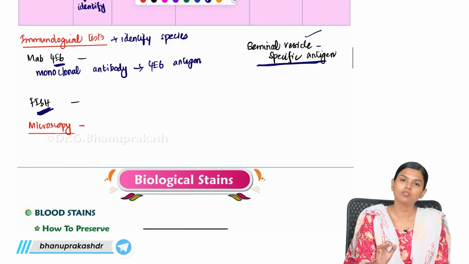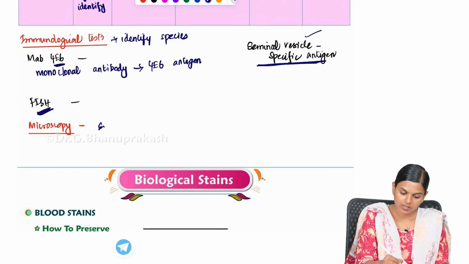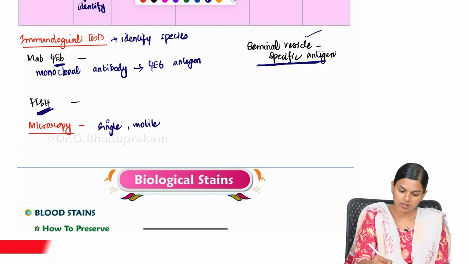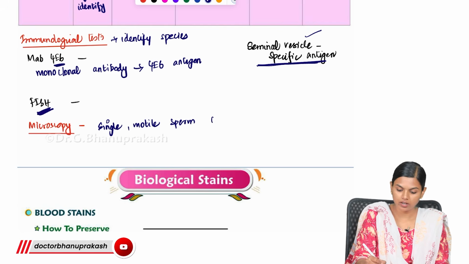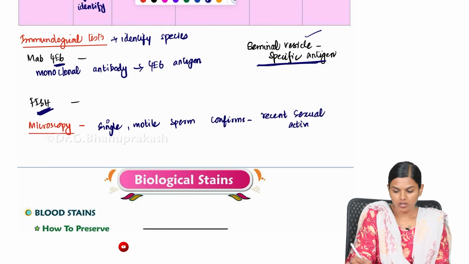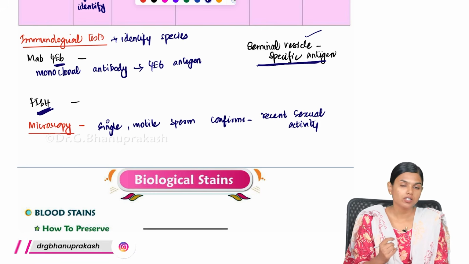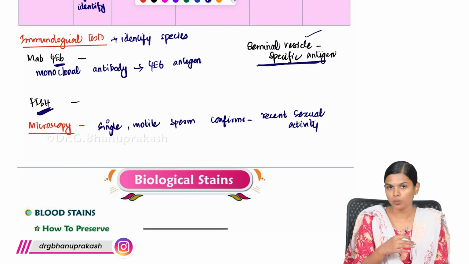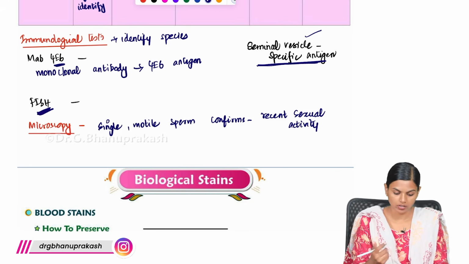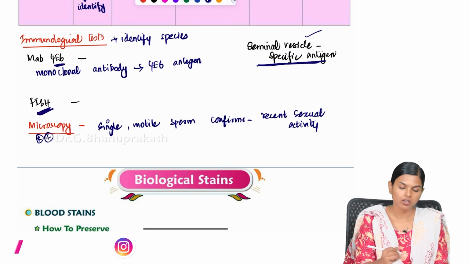And microscopy is very important because a single motile sperm confirms recent sexual activity. So even if you don't get a positive result in all these and you are able to see a single motile sperm in the microscopy, then you can definitely say that there had been recent sexual activity. So that is the importance of this microscopy test.